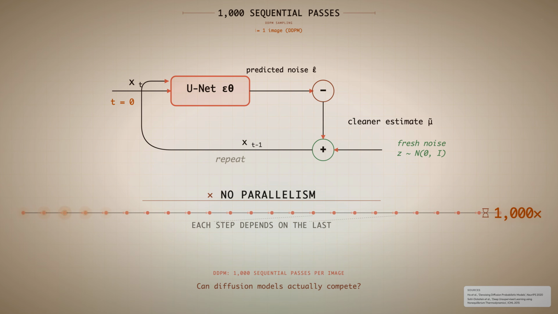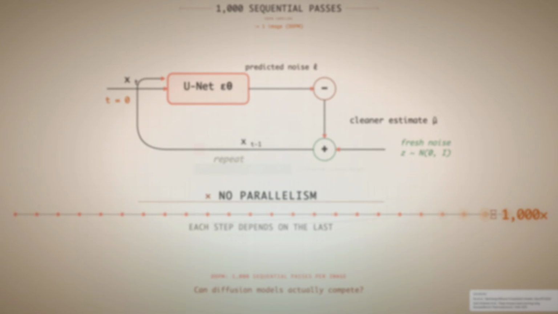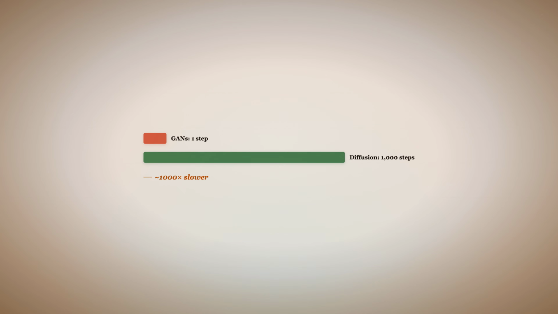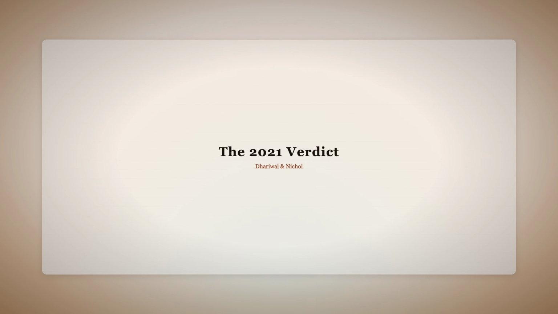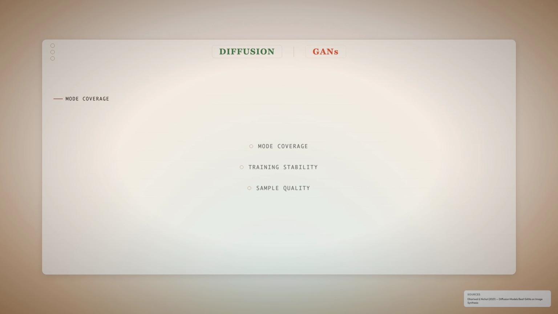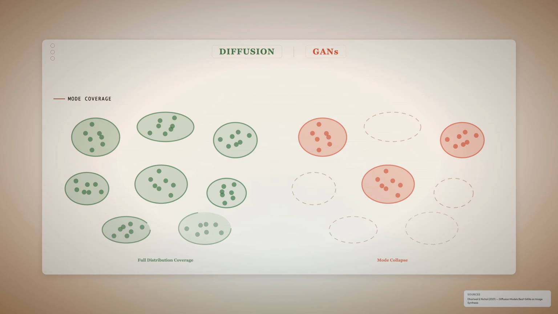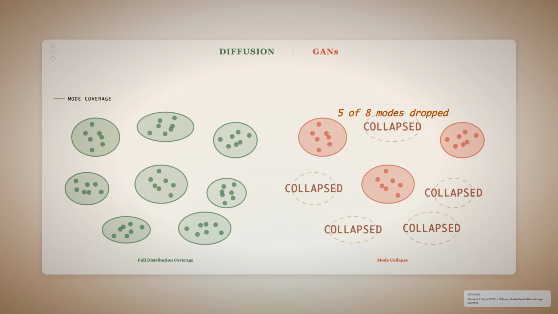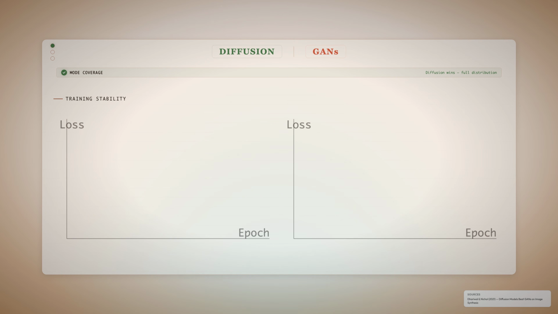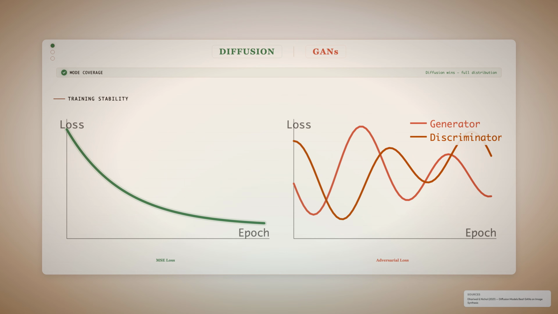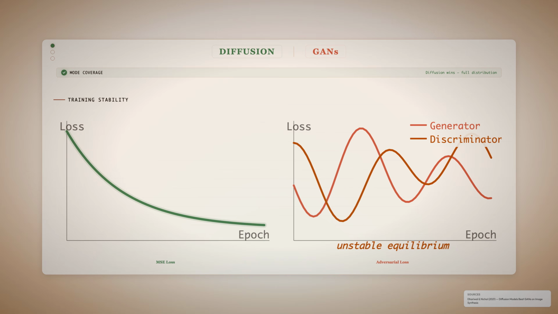Could diffusion models actually compete? GANs were faster and had dominated image generation for years. Then in 2021, Dhariwal and Nichol ran the head-to-head. Diffusion won. Mode coverage. GANs collapse. The generator finds safe outputs and stops exploring. Diffusion, likelihood trained, covers the full distribution. Training stability. No adversarial balancing act, just MSE loss.